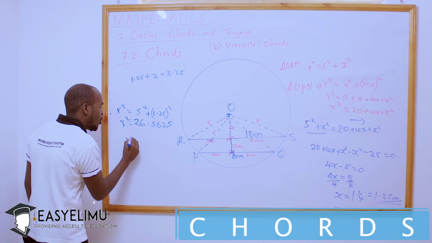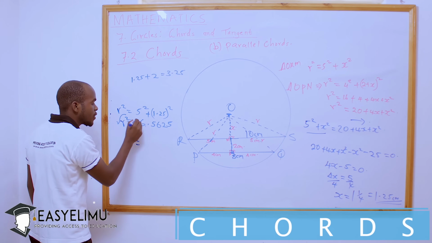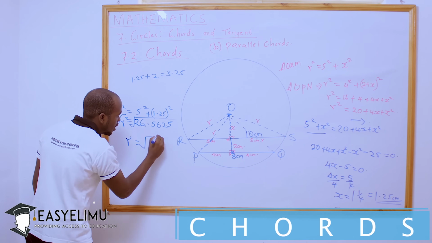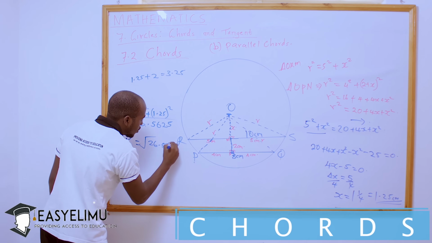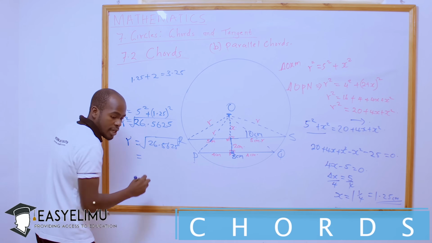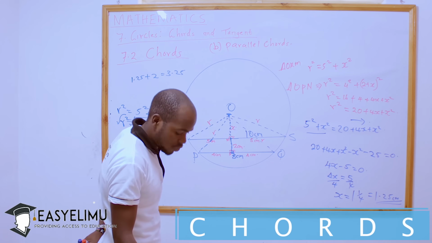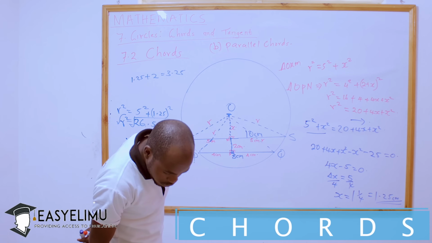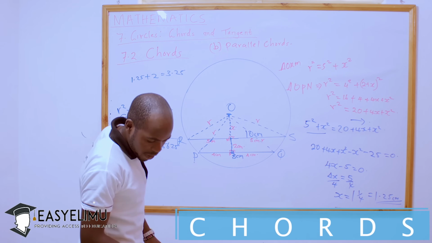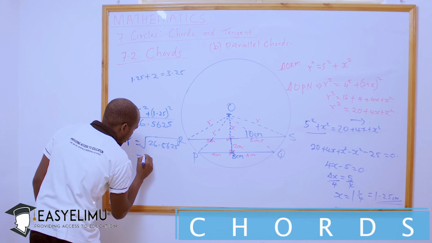If we need r alone, we find the square root on both sides, and you will find that the square root of 26.5625 is going to give me 5.1539.